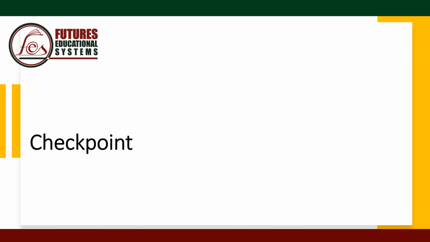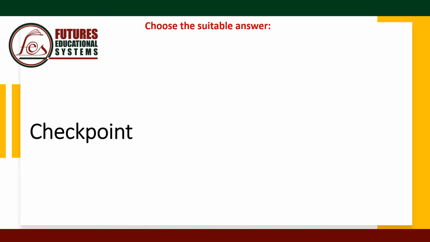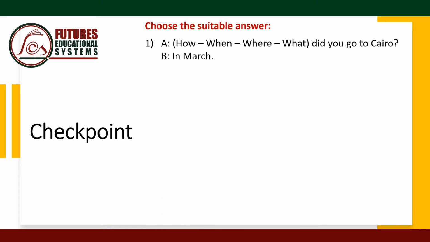Let's move to the checkpoint and answer some questions. Choose the suitable answer. Number 1. A asks a question: How, when, where, what did you go to Cairo? And B answers: in March. The answer in March means a timing. So which question word are we going to use? When. When asks about the timing.